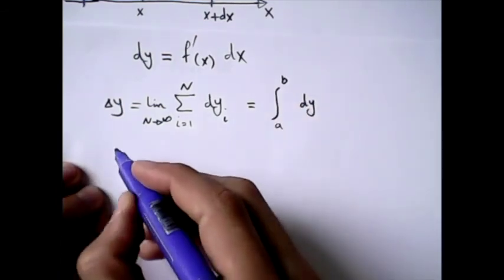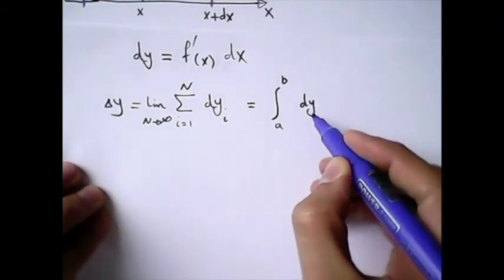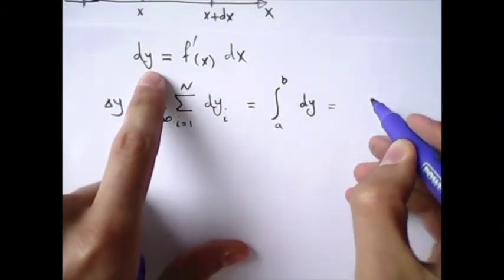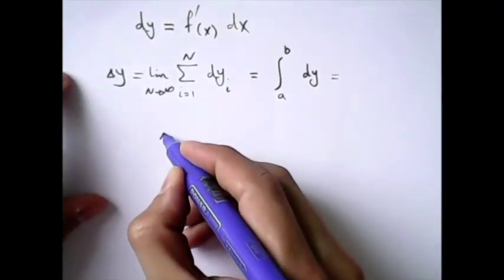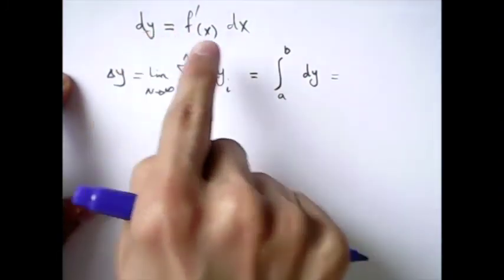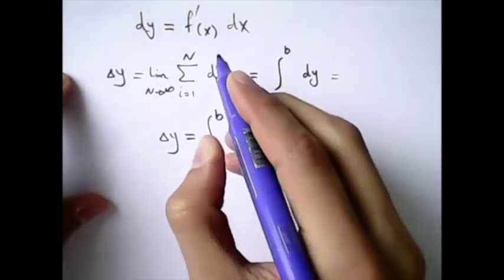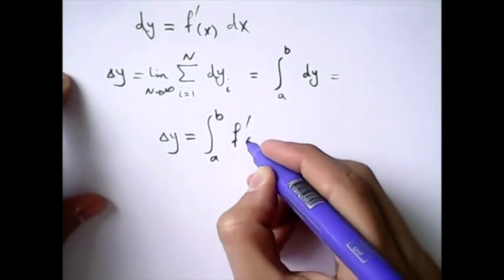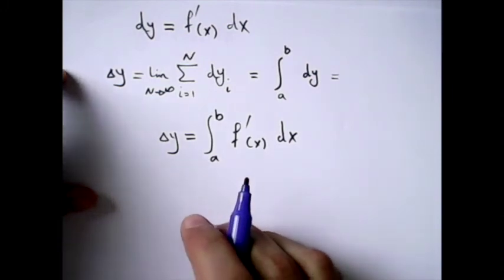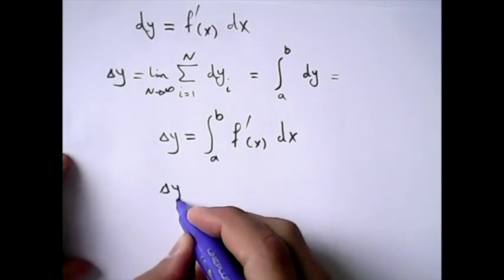We also had, by the way, before I do that, let me fill in dy by this function that we found here. So we'll write everything down here. Our delta y from up here is equal to, I'm going to put dy into here, the integral from a to b of f prime of x dx.